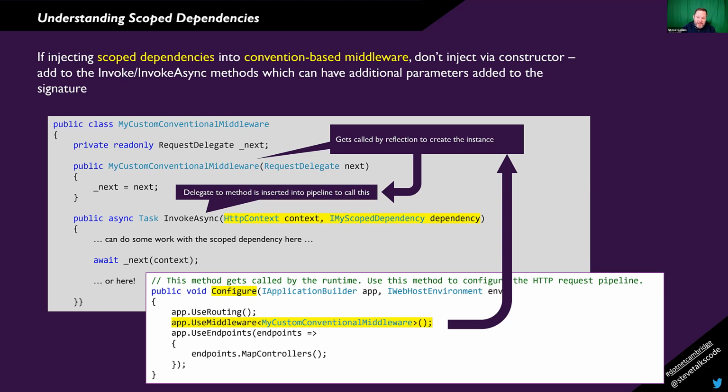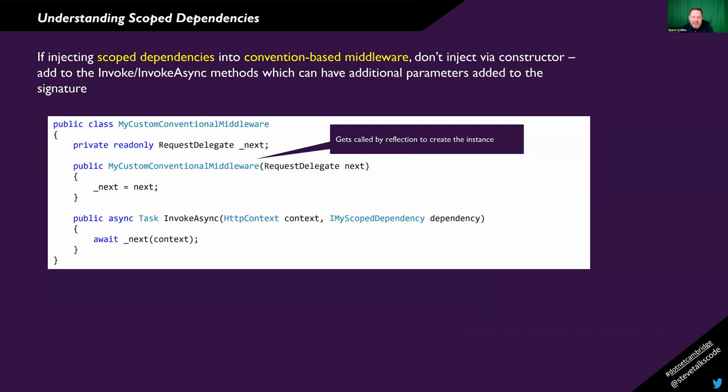Now, as you saw earlier, if the constructor is only called once, when you inject a transient or scoped dependency into the singleton constructor, it'll effectively become a captured dependency. And this is where you need to be aware of what your dependencies are and what lifetimes they've been registered as.